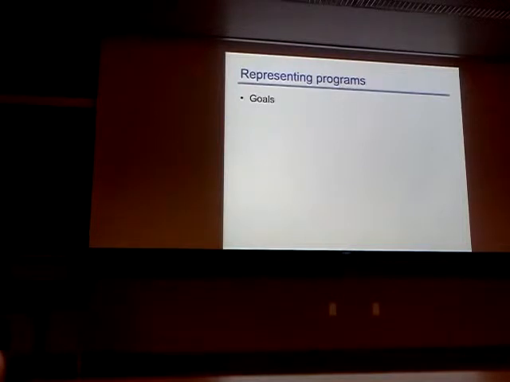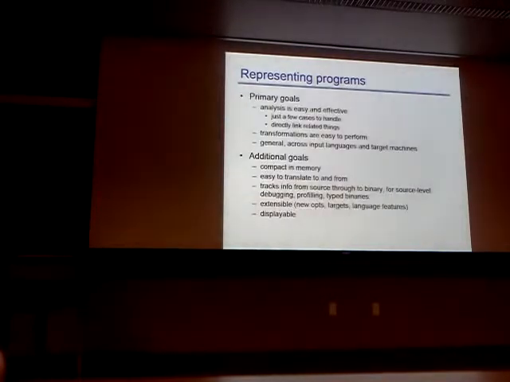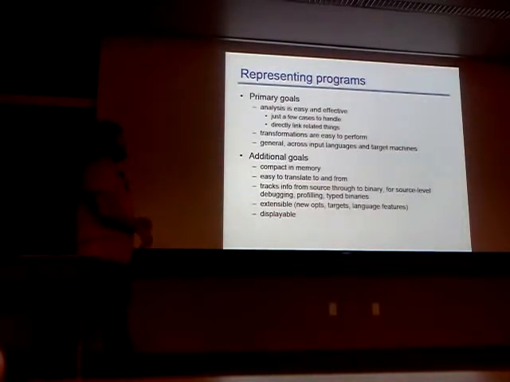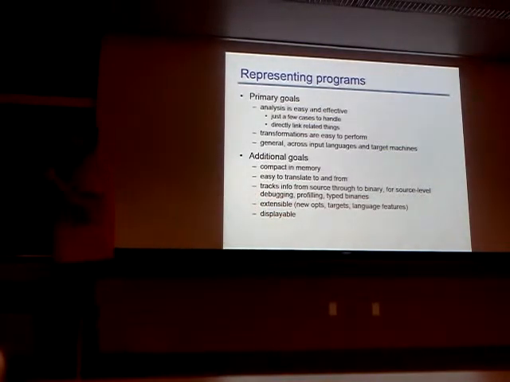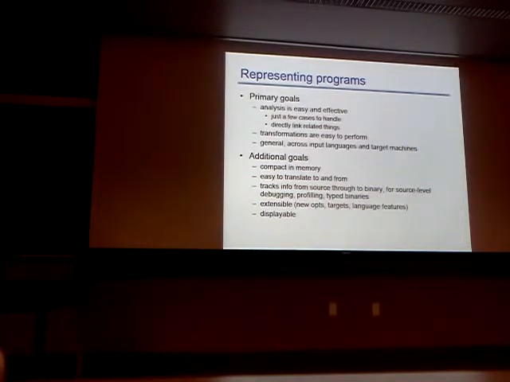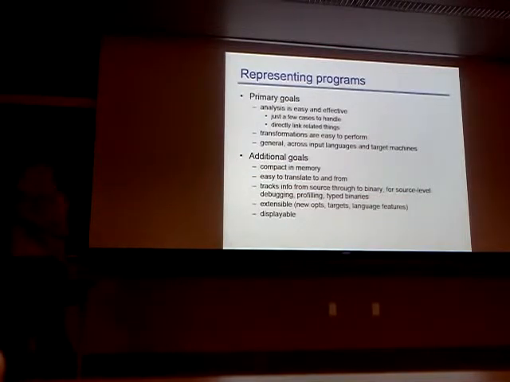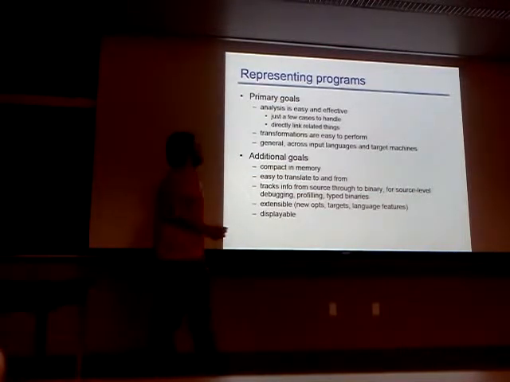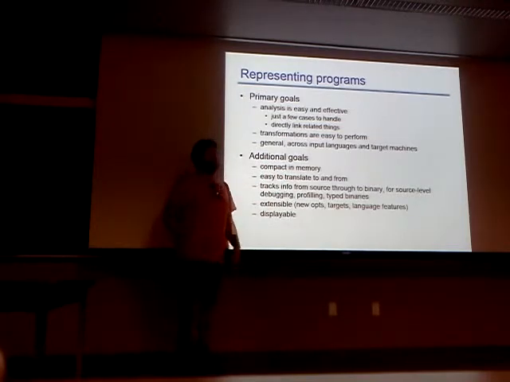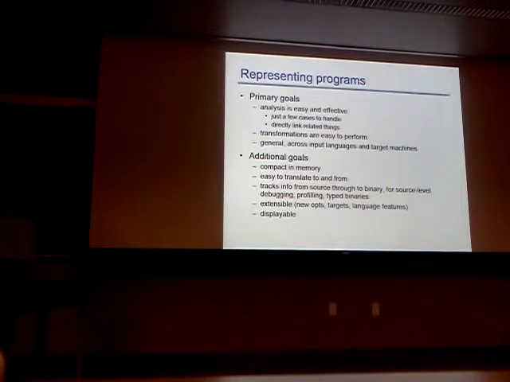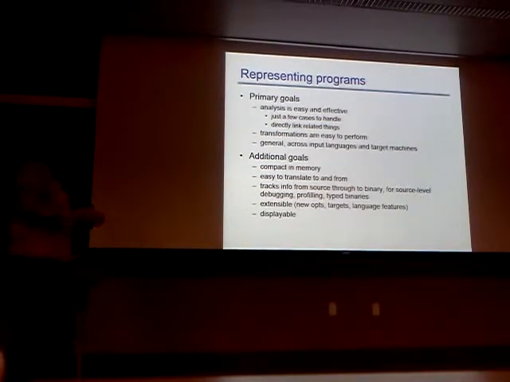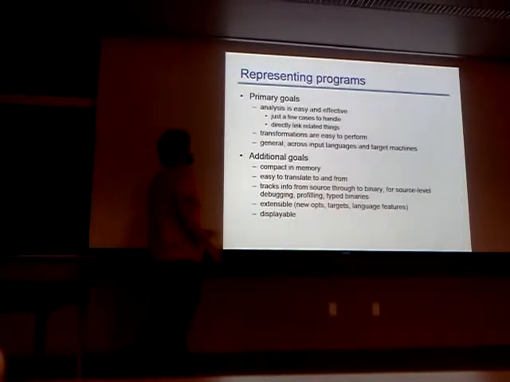So what are the goals for representing your program? You want analysis to be easy and effective. You want to be able to write your flow functions in a relatively easy way. You want to enable transformations to be easy, and we'll see that different representations actually encode transformations differently. And you want your representation to be general enough that it can encode many different input languages, because your compiler should be able to parse multiple languages, not just one, into an intermediate representation. That's kind of the primary thing.